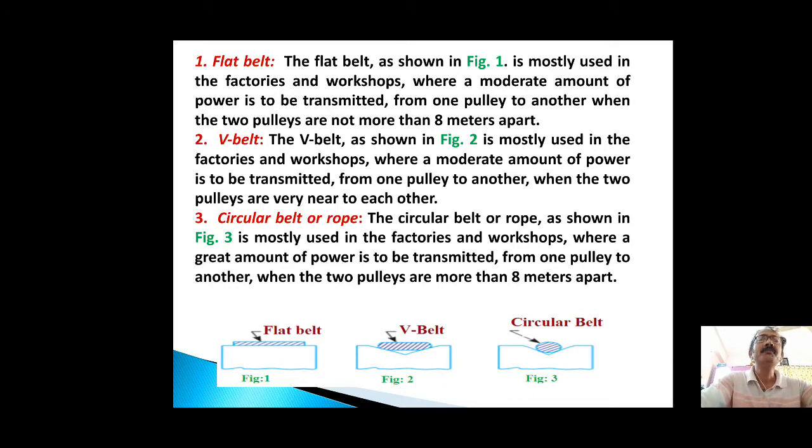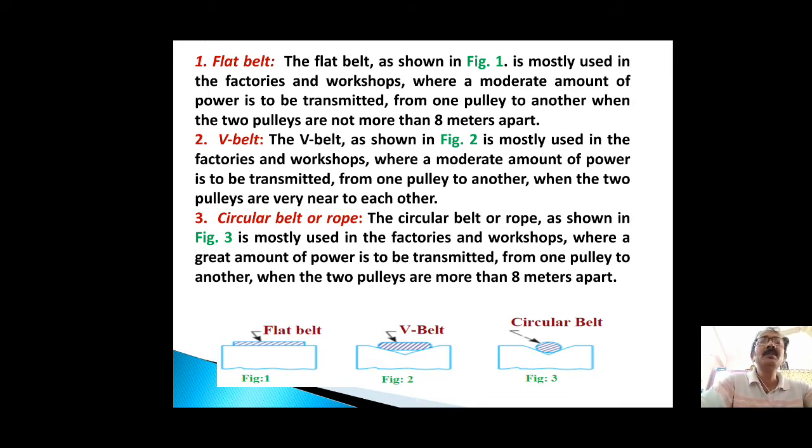Now V belt. The V belt, as shown in figure 2, is mostly used in factories and workshops where a moderate amount of power is to be transmitted from one pulley to another when the 2 pulleys are very near to each other. So in this V belt, the power transmission is more and the slippage is less or negligible.